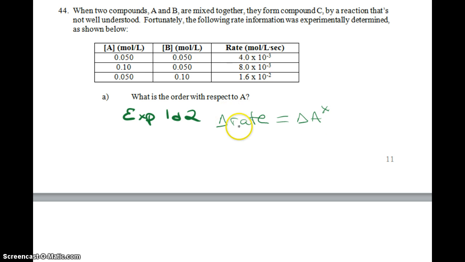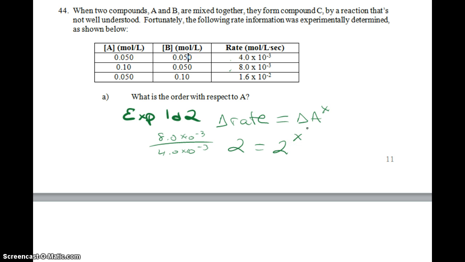So if we look here, we see that our rate goes from 4 to 8 times 10 to the negative 3. So if we wanted to know what factor that changed by, the easy way to do it is just to divide it. 8 times 10 to the negative 3 divided by 4.0 times 10 to the negative 3. And what we would get from that is 2. So the rate doubled. And then we're going to look at our reactant A. It went from 0.05 to 0.1. So that is also doubling.